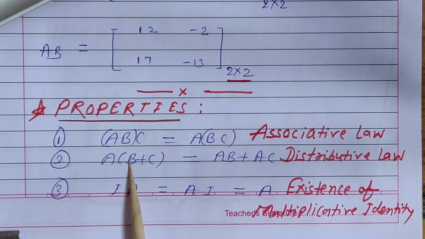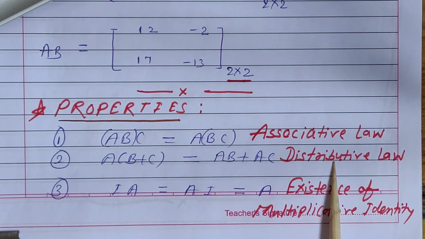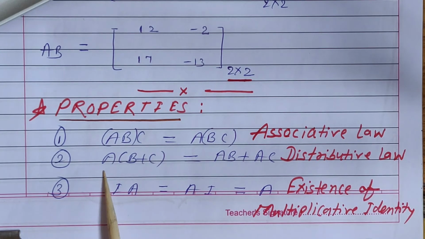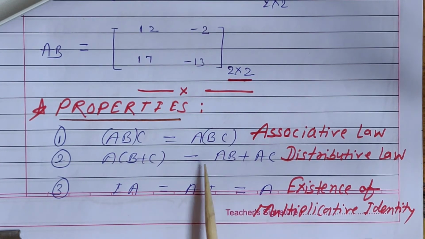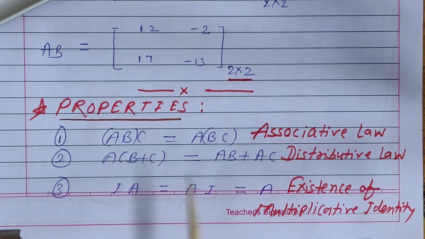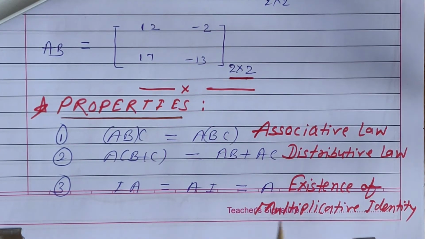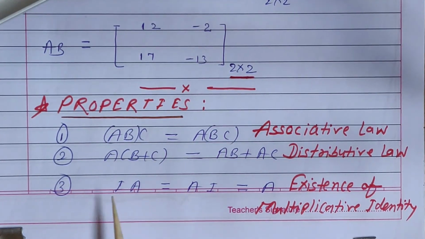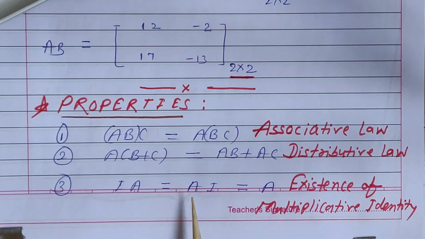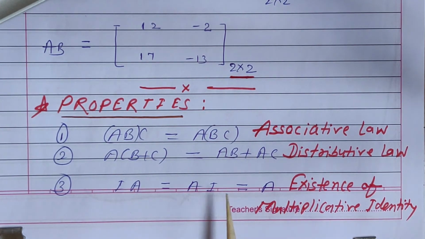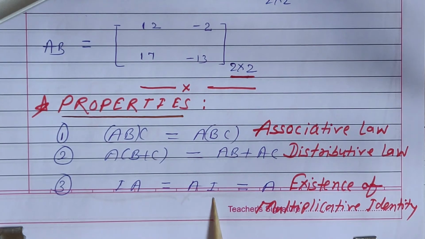And second property, it is said to be distributive law. See here, A into B plus C equals to AB plus AC. In third property, it is said to be existence of multiplicative identity. IA equals to AI equals to A. Here I is said to be identity matrix.